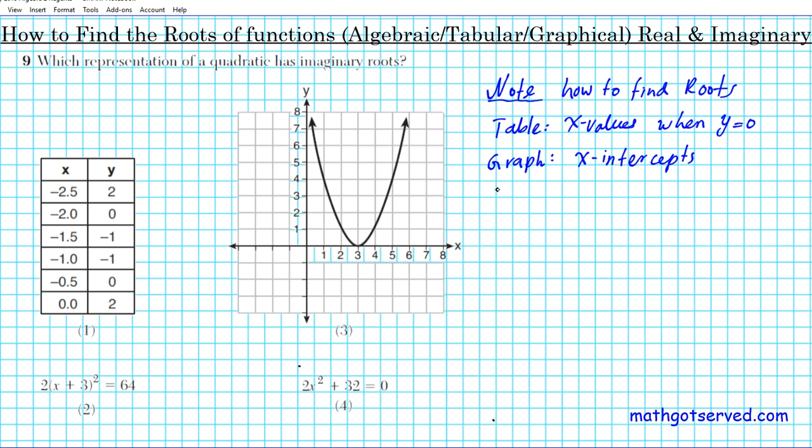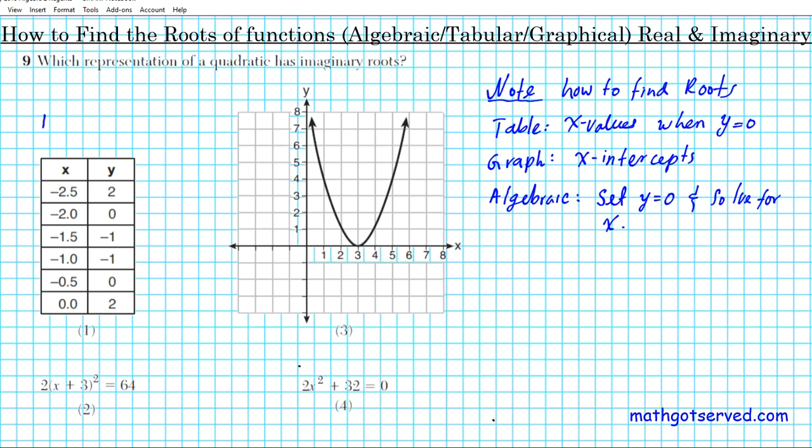And then the last one is algebraic. If you're given an equation, how do you find the roots? All you do is you set y to 0 and solve for x. Okay? All right, we have all three representations here.